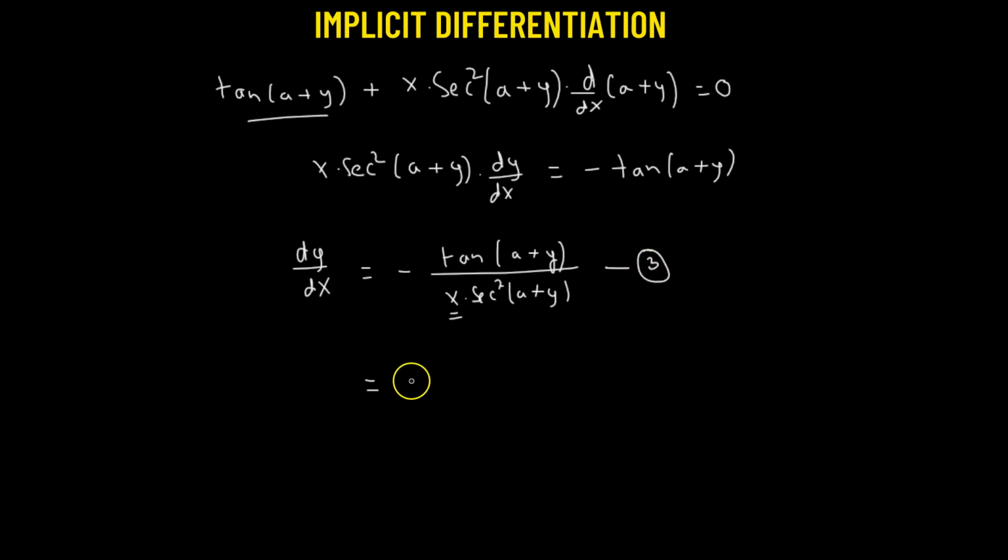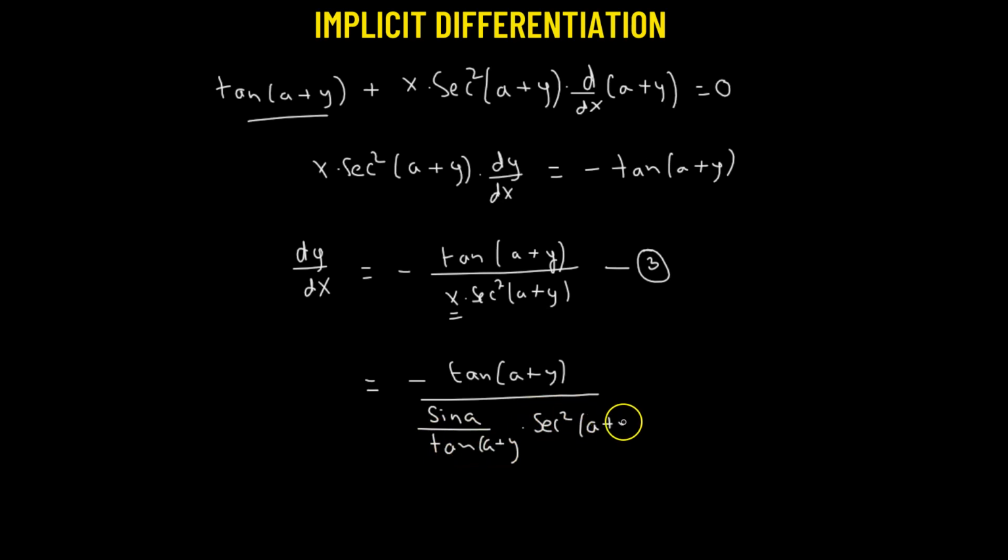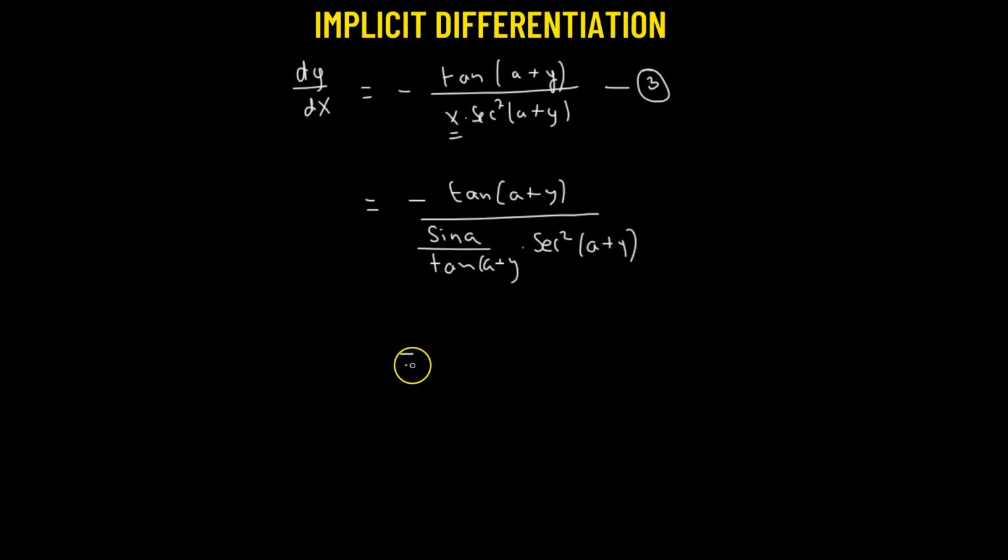So that means we have negative times tangent of a plus y. Now in place of x, we will replace it with negative sine a divided by tangent of a plus y, multiplied to secant squared of a plus y. So this tangent will go to the numerator and will give us negative tangent squared of a plus y divided by sine a times secant squared of a plus y.